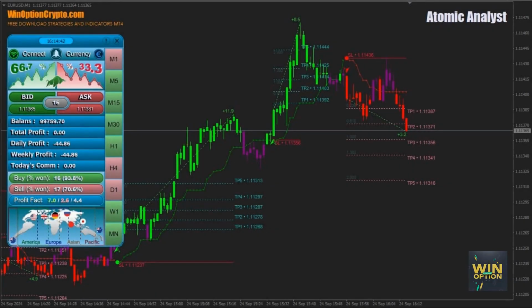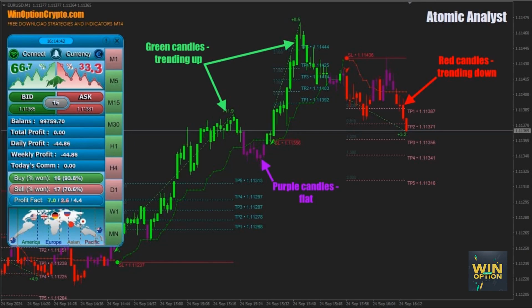In fact, Atomic Analyst is a full-fledged trading system. Instead of classic Japanese candles and bars, this indicator builds a special type of chart. Green candles show an upward trend, red ones, a downward trend, and purple ones indicate a flat.